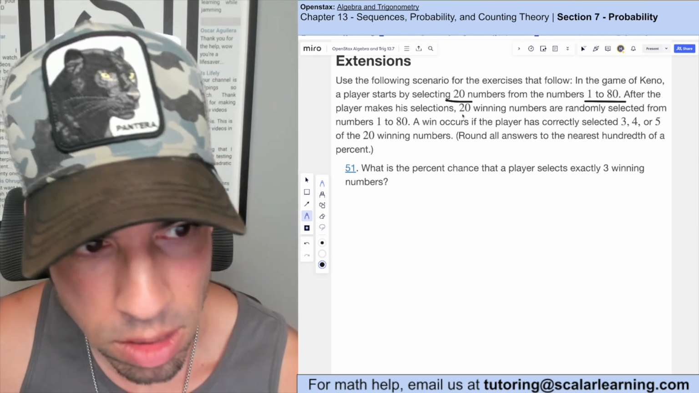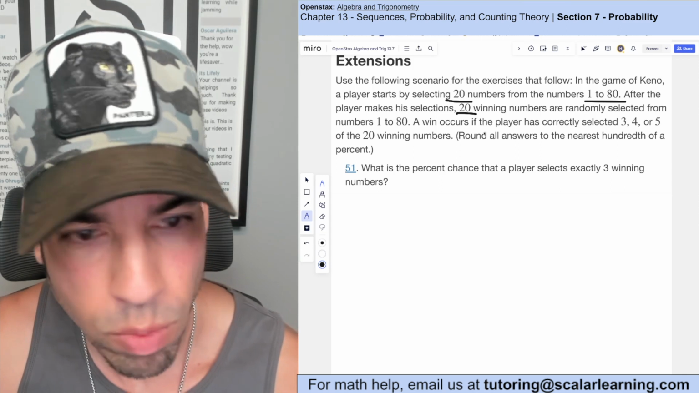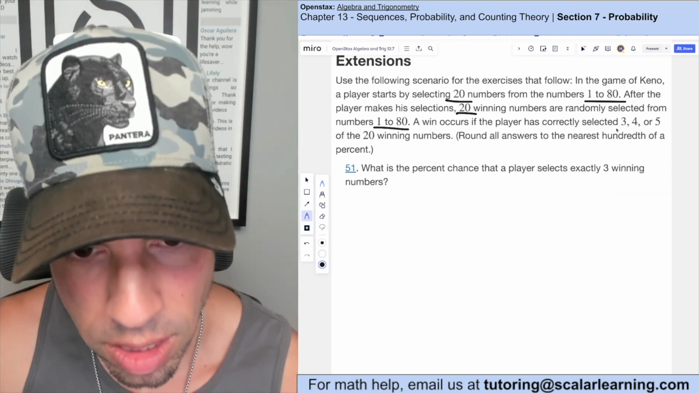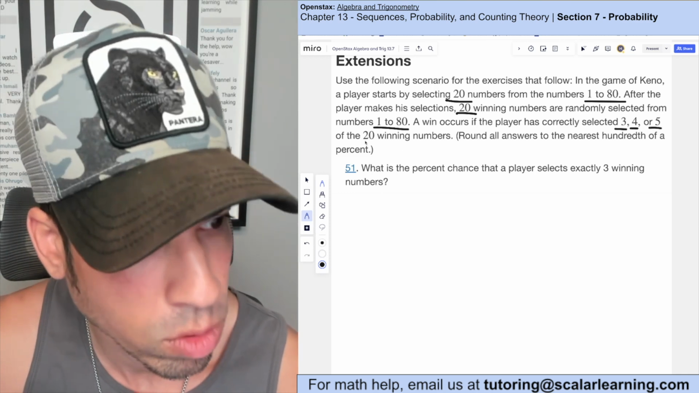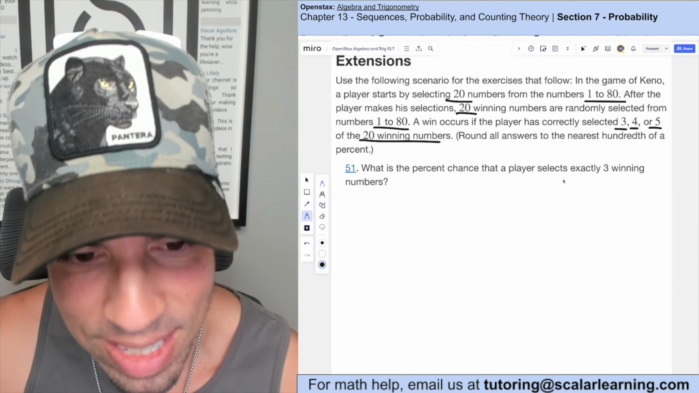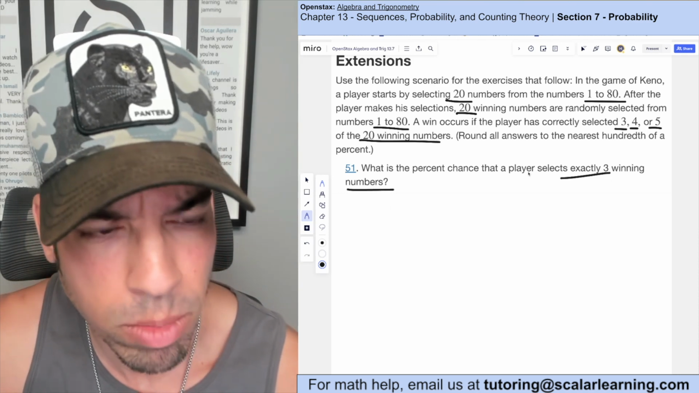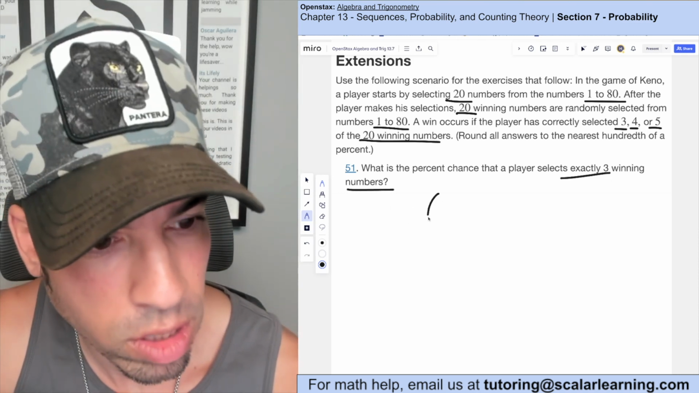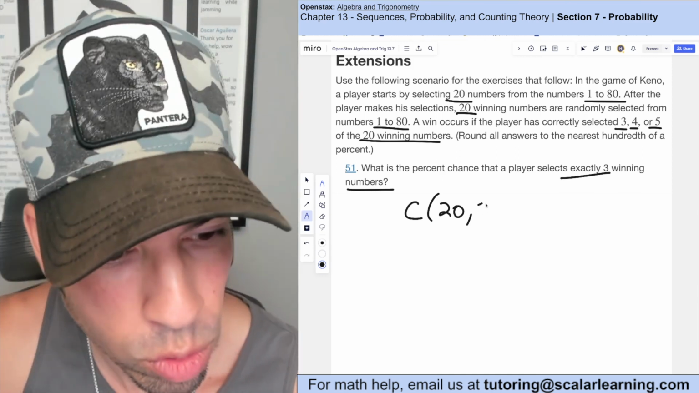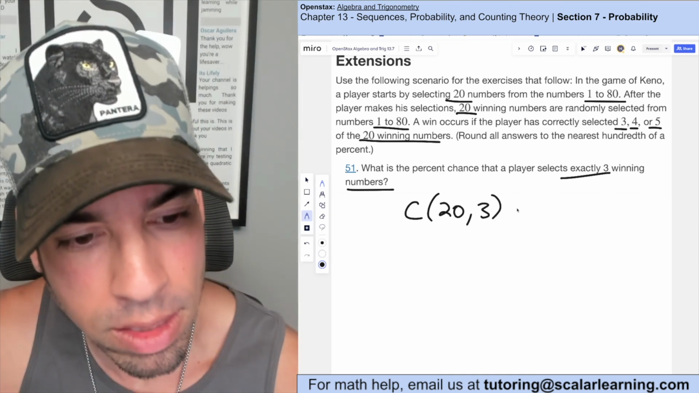After the player makes his selections, 20 winning numbers are randomly selected from numbers 1 through 80. A win will occur if a player has correctly selected 3, 4, or 5 of the 20 winning numbers. What is the percent chance that a player selects exactly 3 winning numbers? So here, the way we have to start is, since there's 20 winning numbers, we'd start on top with 20, choose 3. And then the remaining 17, right?